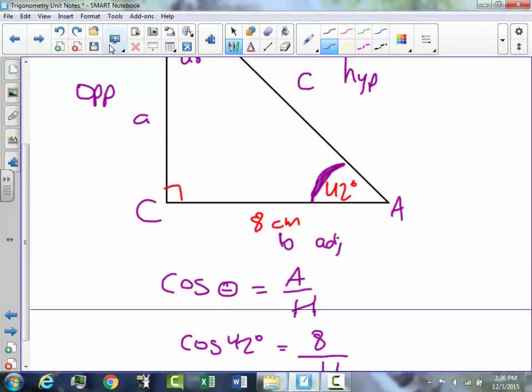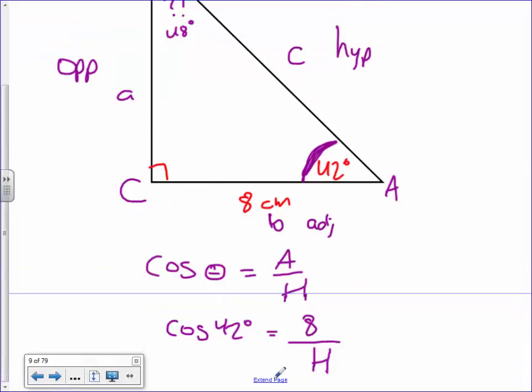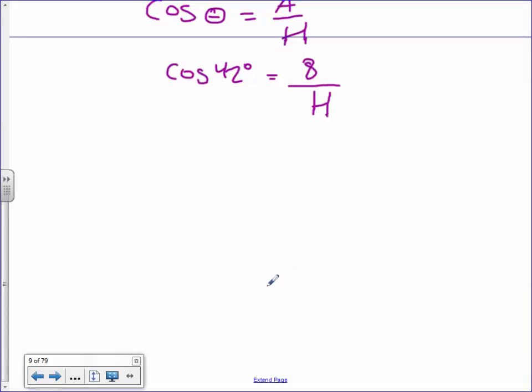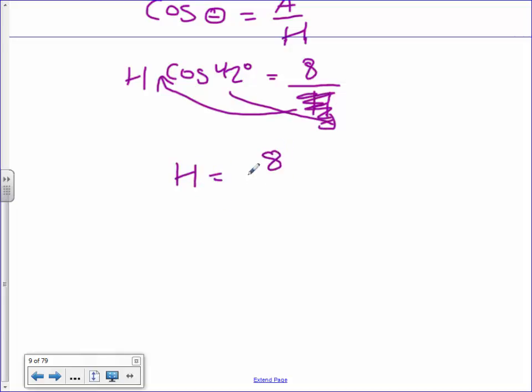So now it's basically an algebra problem. How do we solve for h algebraically? Take h and times it up to either side. What do you do with that cosine 42? Do you guys know? You divide it down to the bottom of the other side. Cosine of 42 is just some number. It's just a ratio. So you're going to bring the cosine 42 down to the bottom of the side here. So it's going to look like this. H is going to be 8 over cosine 42.